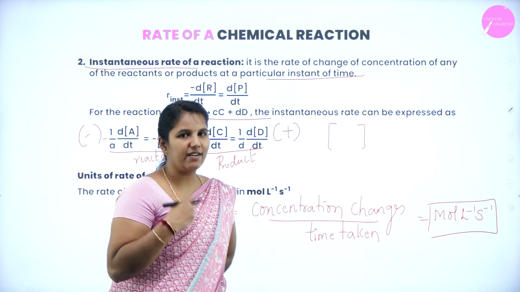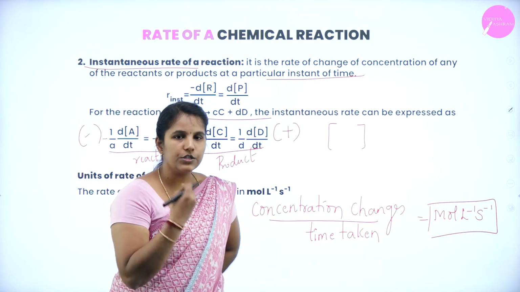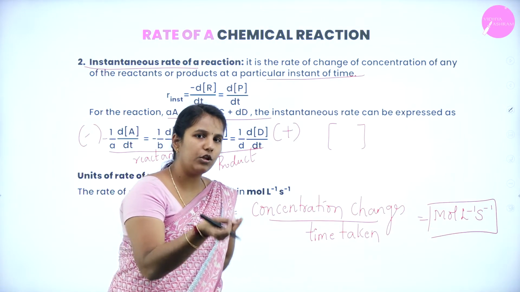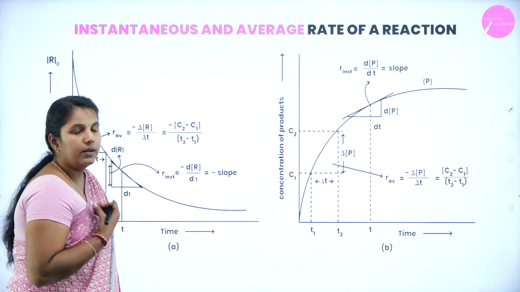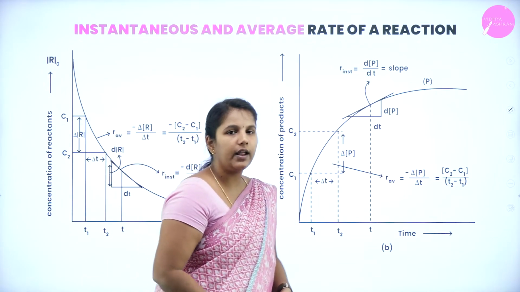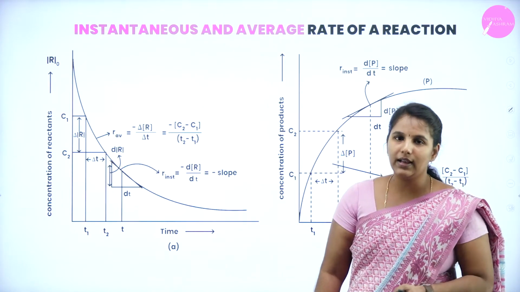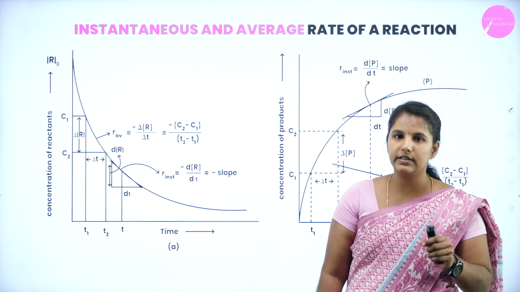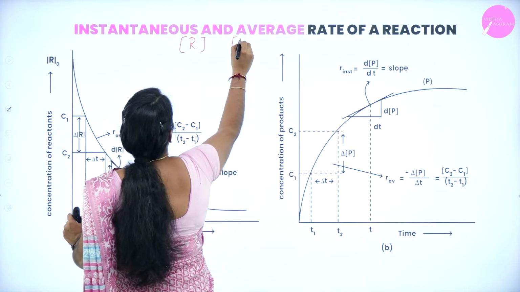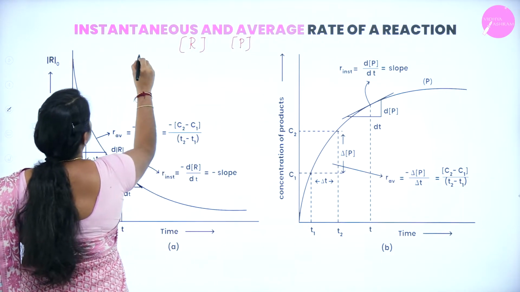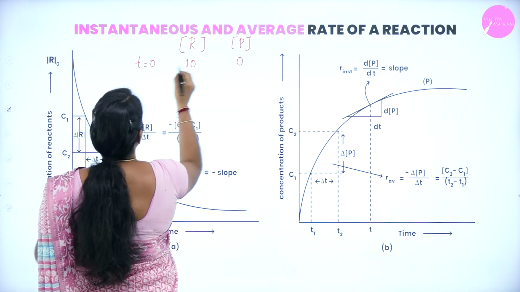Hope you all understood why I have taken mole for the concentration and liter, because the concentration of the reactant and the product should be expressed in dm cube or in liters. Okay. Next we will understand by drawing the graph of the instantaneous and the average rate of the reaction. To explain this graph, I will consider the rate of the reaction at time 0. The concentration of the product at time 0 must be 0, and this one will be 0.